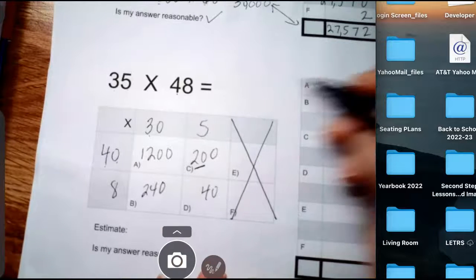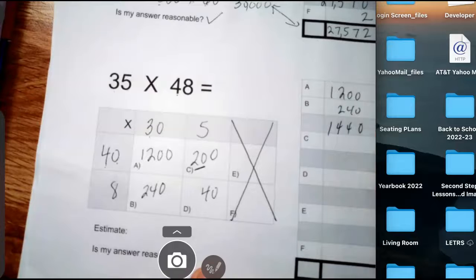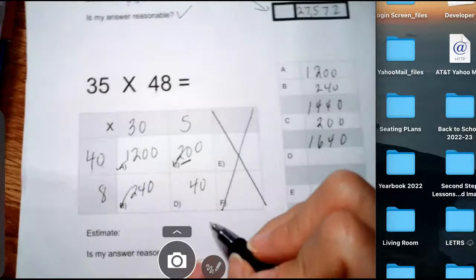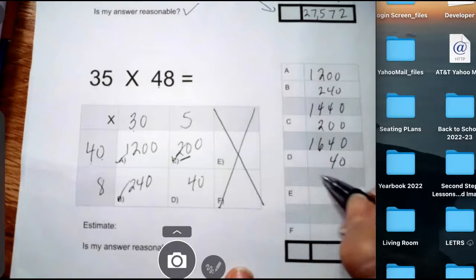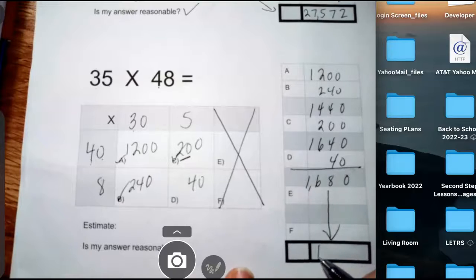Now, it's much easier. I only have 4 numbers to add when I have 2 by 2. So I have 1,200 plus 240 and I get 1,440. I'm going to check those off. Now for C, I have 200. And I'm going to check that off. And finally, I have 40. I'm going to put that there. Hopefully, I didn't check my work there. I got 0, 8, 6, and 1. And for this answer, I don't need to do E and F because we didn't need them. So 1,680 is my answer.